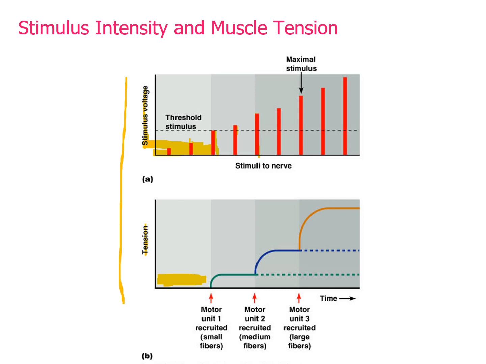Once you hit threshold, you get a twitch. So you're getting a single motor unit activated. Then with a stronger stimulus, another motor unit gets activated, and it increases in size and more. If you gave the maximal stimulus, increasing it further wouldn't change anything.